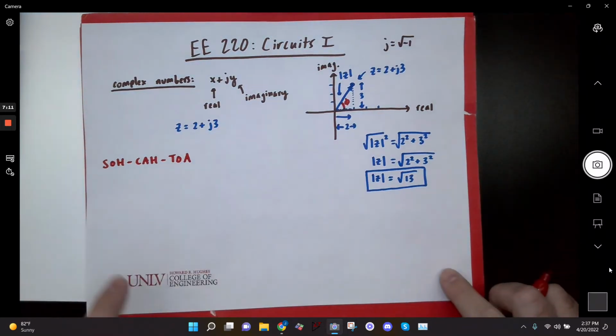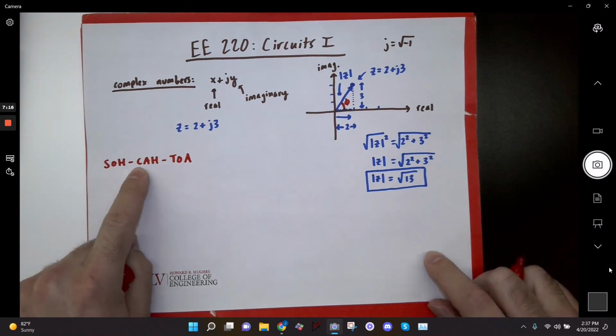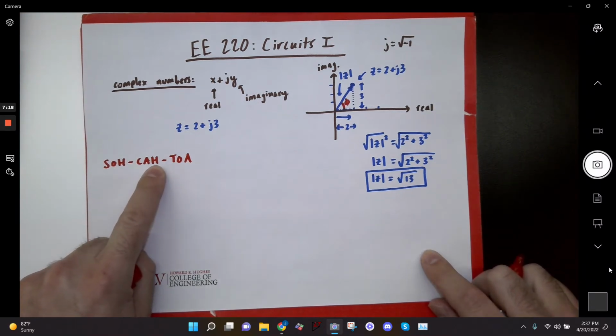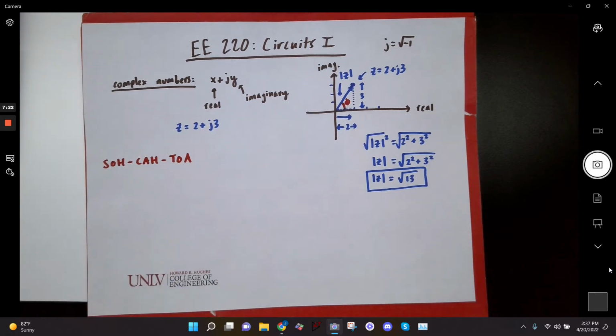where it basically means the sine of an angle is equal to the opposite side over the hypotenuse, the cosine of an angle is equal to the adjacent side over the hypotenuse, and the tangent of an angle is equal to the opposite over the adjacent. Everyone's familiar with this, probably? If not, that's kind of scary.